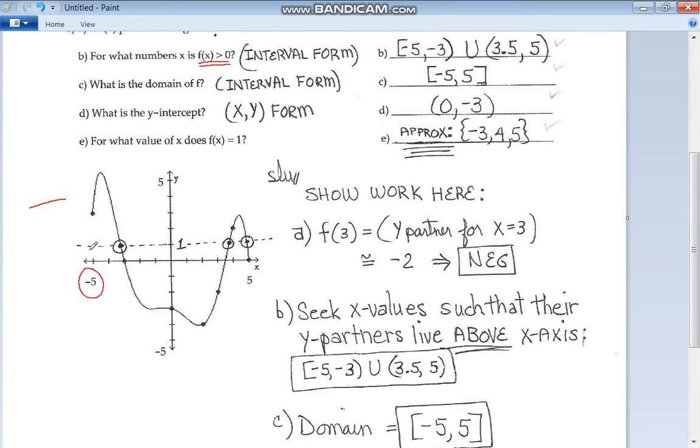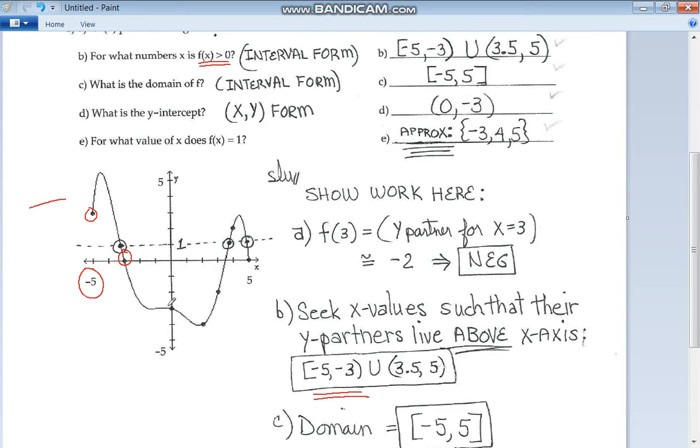Well, starting at -5, we have a point above the x-axis, and it continues all the way until we get to x equals -3. So from -5 to x equal -3, all of our y partners are above the x-axis. So that's the first part of our answer. And it includes -5 because that point specifically lives above the x-axis. It does not include, it excludes -3 because it does not live above the x-axis, it lives on the x-axis. That's why we have a round bracket here.